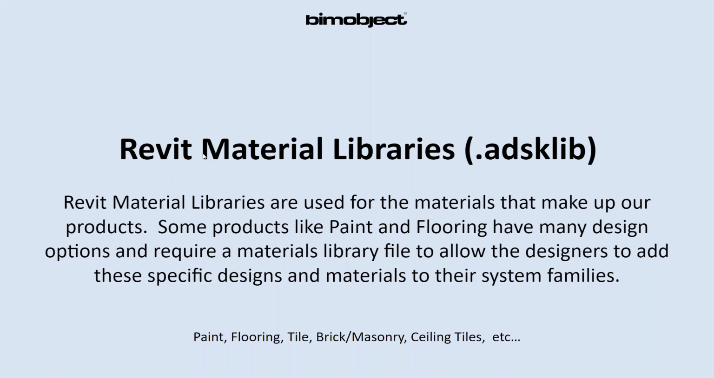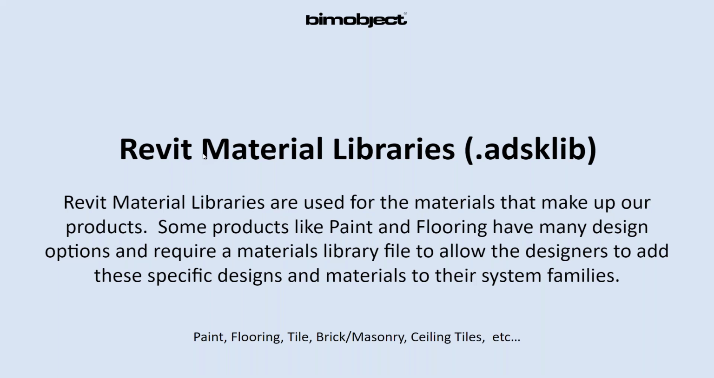So material libraries are used for materials that make up our products. A material library could be used for an HVAC because they have metal, they have plastics, they have all sorts of rubber gaskets. So that would all be materials. However, really when we're talking about manufacturers, it's really the manufacturers that do paint, flooring, tile, brick, masonry, ceiling tiles, etc. that are part of these system families where they have a lot of different finish options. Like with paint, there might be 2,000 colors that represent that one paint product.